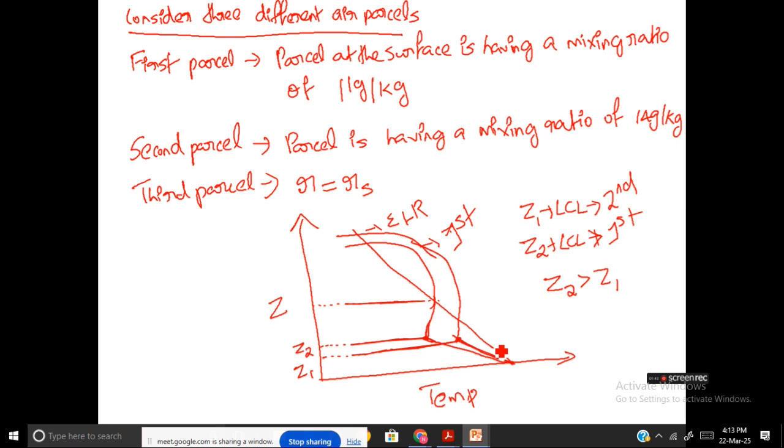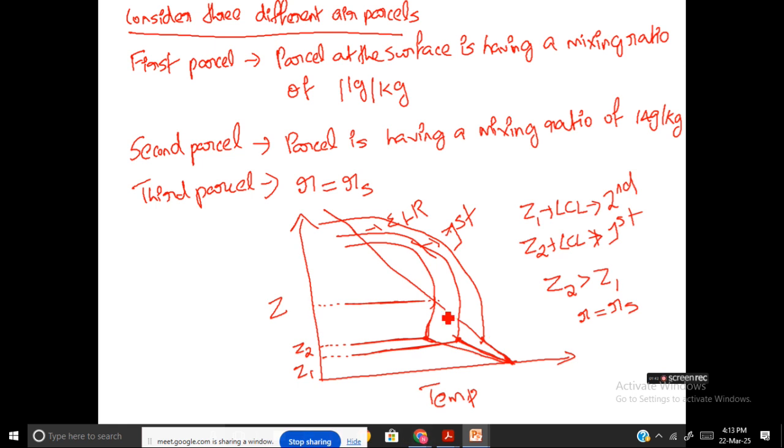Now in the third case, the parcel's mixing ratio is already equal to the saturation mixing ratio. So the surface itself is the lifting condensation level for the parcel. After rising to some particular level, once the parcel is saturated, condensation starts to begin, and then it will have the value of LFC at a much lower height compared to the other two parcels.